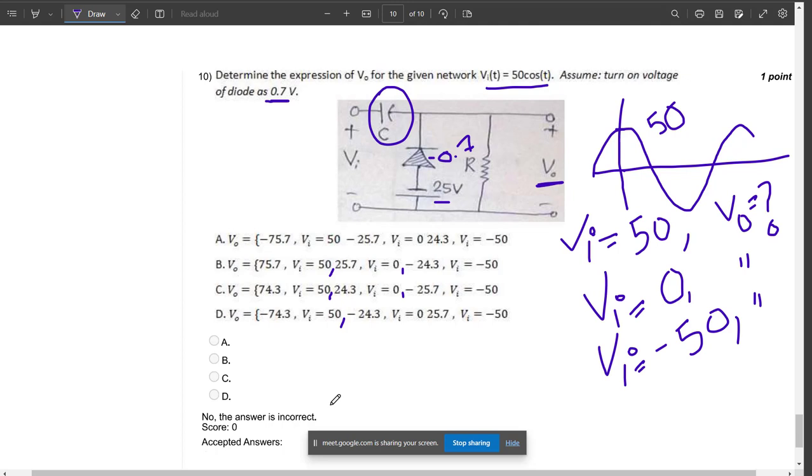Ma'am, I don't know whether it's right or wrong, I think it's option A. Because for the first case, if we apply 50 volts, let's assume the circuit reaches a steady state. The voltage across the capacitor will be 50.